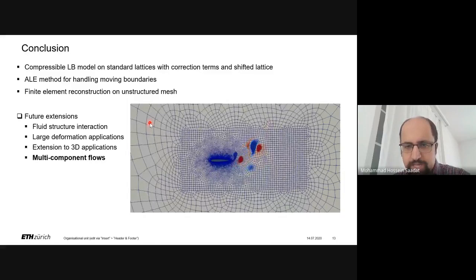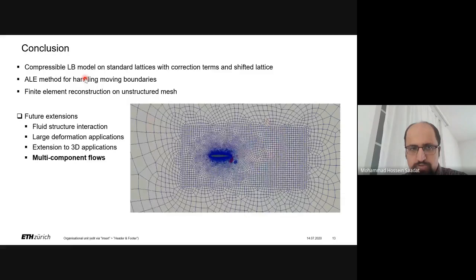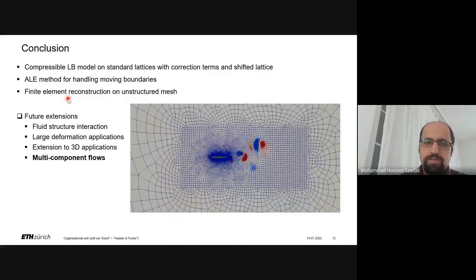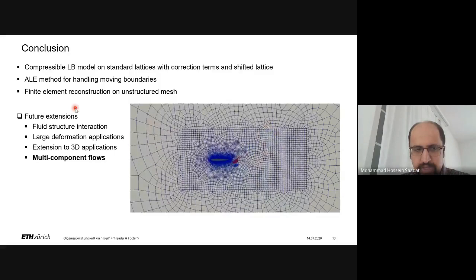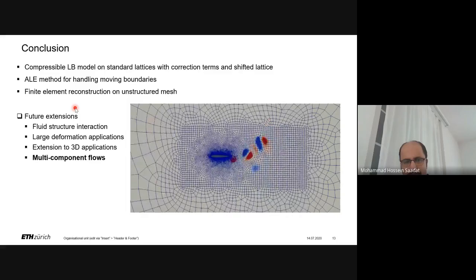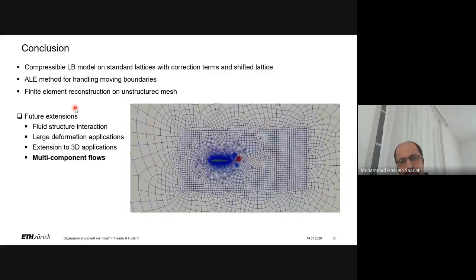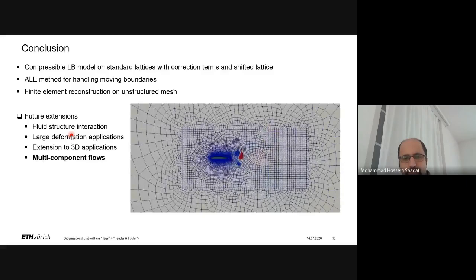The second element of this framework was the ALE method, which we used for handling the moving boundaries. And the last element was the finite element reconstruction on unstructured mesh during the propagation step. Now, the future extensions of this framework that we are working on right now is first the fluid-solid interaction. If we couple this framework with a solid solver, we can use that for the FSI applications.